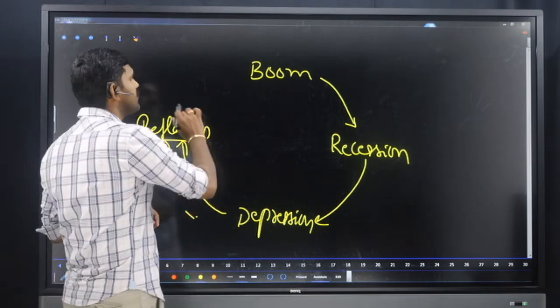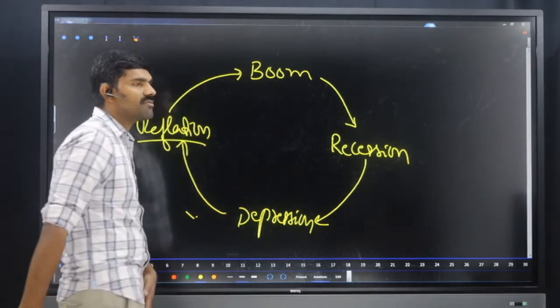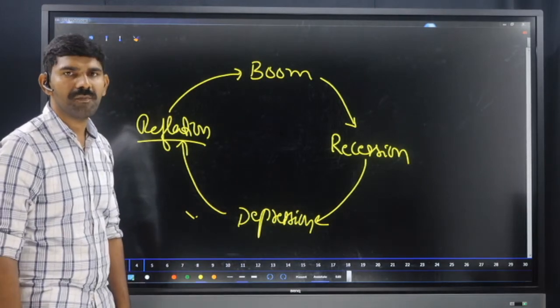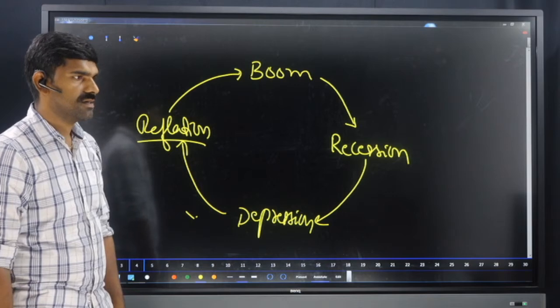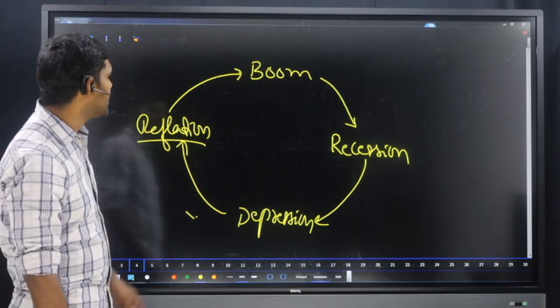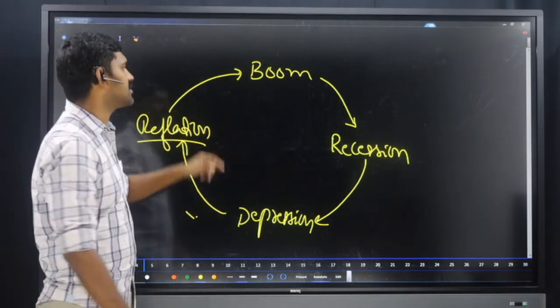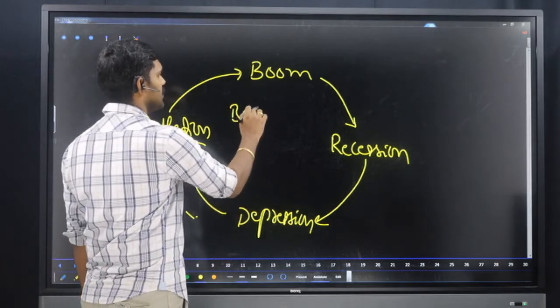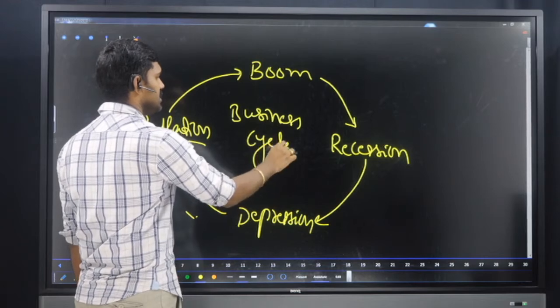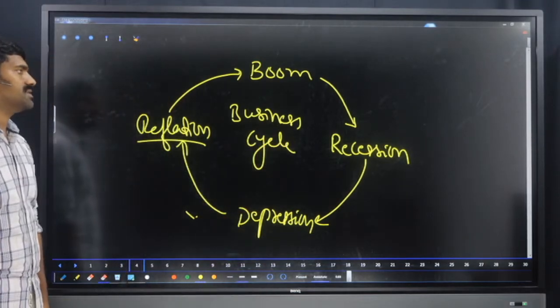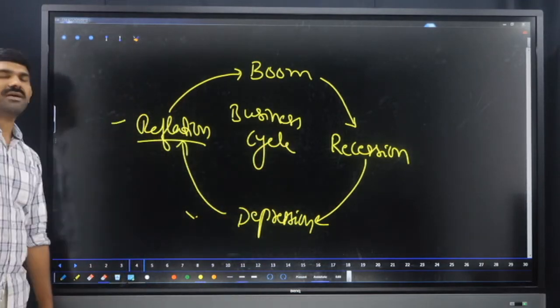Now if this reflation becomes too much of excess, again it will result in something called a boom. Yeah, the recovery phase. Very well said, Venkatramana Lakshmi Gandhi. Okay, well said. So this is nothing but what is called a business cycle. What is it called? A business cycle. So this business cycle will explain the concept of reflation.